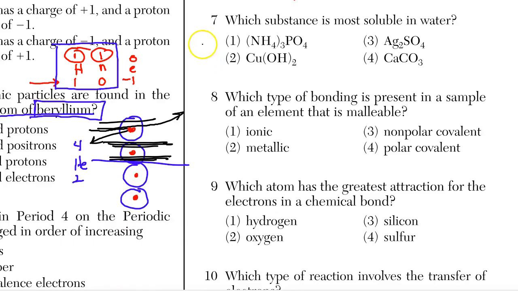Which substance is most soluble in water? Now, soluble means that we're going to make a solution, and when we make a solution, it's going to make an aqueous phase, if you want to call it that. It's going to dissolve in water, it's going to interact with water, it's going to have similar attractive forces, and essentially water is going to be able to break apart all of these ionic compounds. And how do I know these are ionic?